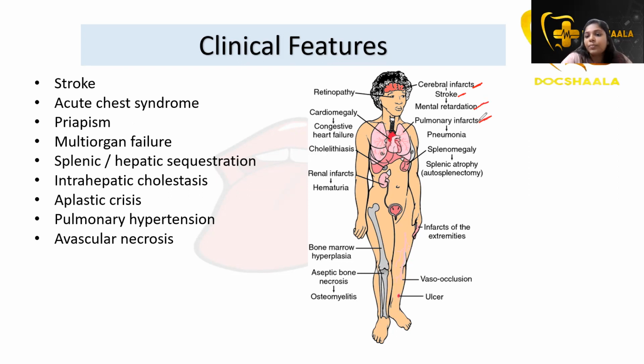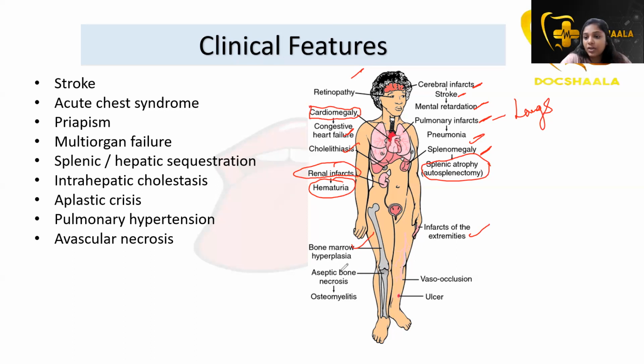If the infarction is in the lungs, it leads to pneumonia. Splenomegaly, an enlarged spleen, causes splenic atrophy or autosplenectomy. Then retinopathy is seen, and cardiomegaly, when the cardiac muscle is enlarged, causes congestive heart failure. Cholelithiasis and renal infarcts are seen; if the infarcts are in the kidneys, it leads to hematuria. Infarcts in the extremities may be seen, bone marrow hyperplasia may be seen, and aseptic bone necrosis.